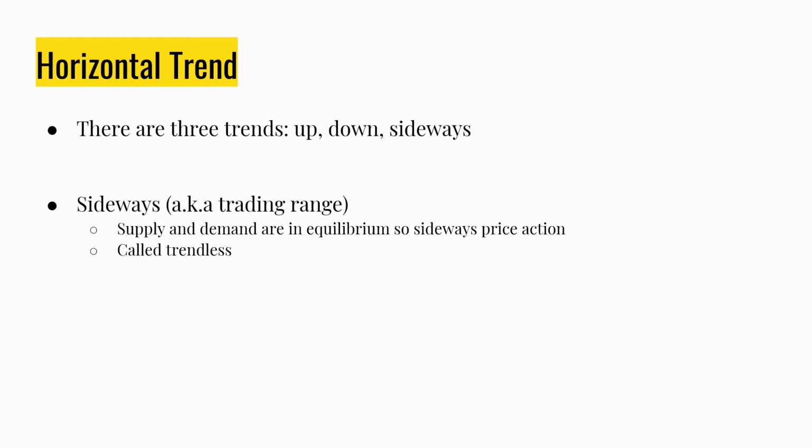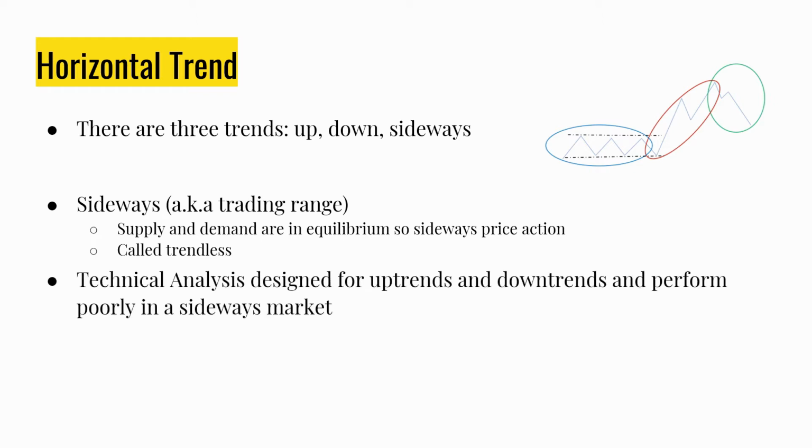Okay, let me help you visualize what I just said. As shown in this picture, we see that the portion of the graph in the blue circle is trading within the dotted lines. This would be the trading range of the stock. And traders usually hate this sort of price action because most technical analysis is designed for uptrends and downtrends. This means that the stock is just moving sideways, and technical analysis does not really perform when this happens.